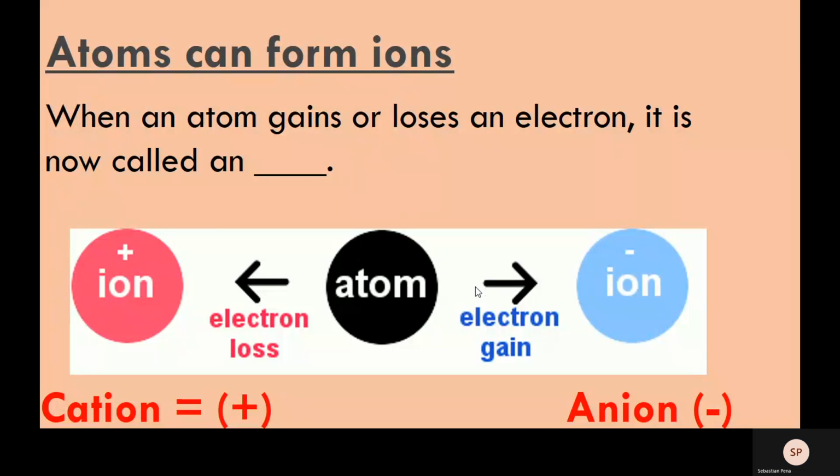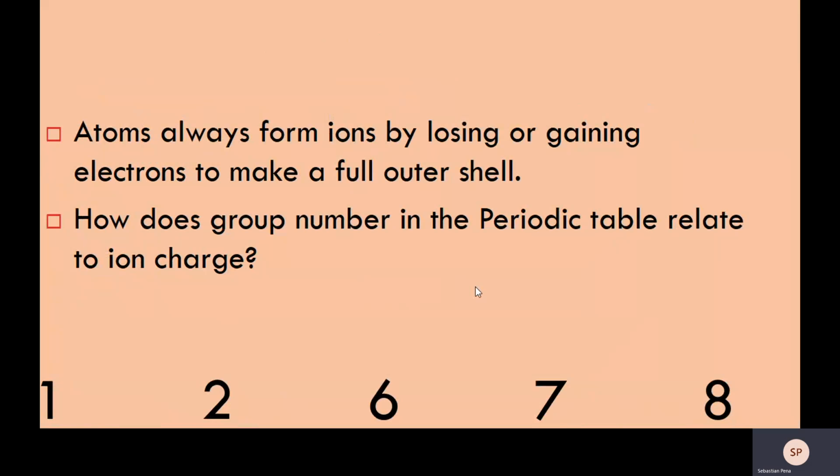Perfect, welcome back. So looking at this then, atoms always form ions by losing or gaining electrons to make a full outer shell. So how does the group number in the periodic table relate to an ionic charge? Have a look at the periodic table. If you don't have one with you, feel free to look on the internet for one. I'm sure you'll be able to find one.